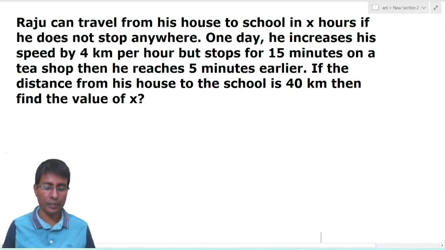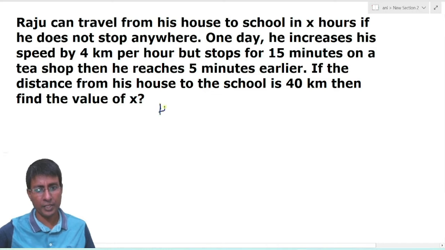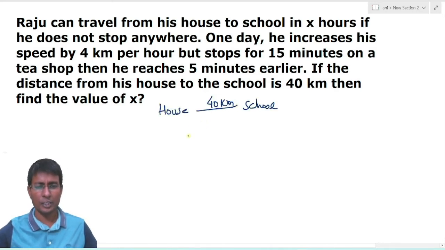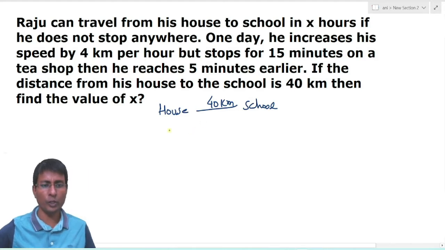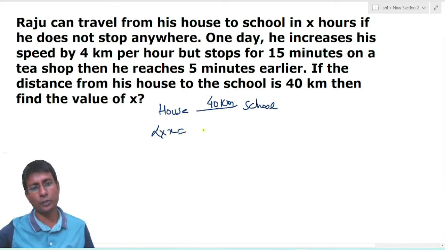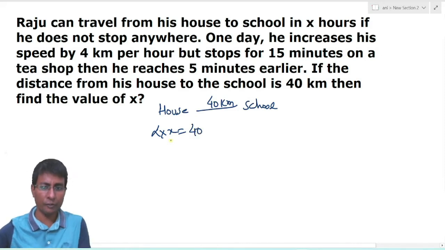I can solve this question by two methods. First, the fastest method, and second, with the help of concept. What is given in the question? Raju is traveling from his house to school. In the first case, speed is not given, so you can assume speed is, let's say, alpha, and he is taking x hours. So alpha into x, you will get 40 kilometers. I'm just trying to write down the information.